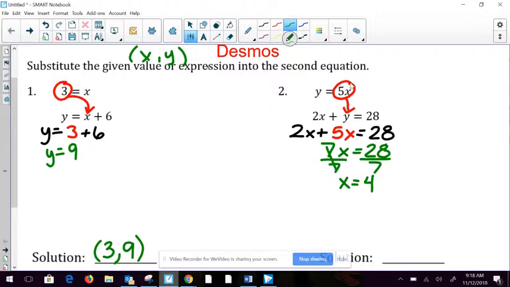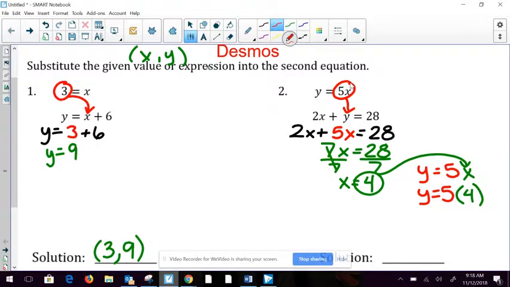So I have an x value, but do I know what y is? No, I definitely do not. What I do know is that y is equal to 5 times my x. I also know that x is equal to 4. So I'm going to go back and do one more substitution. Instead of saying y is equal to 5 times x, I'm going to say y is equal to 5 times 4 because that's what x is. So y is equal to 5 times 4, which is 20. So now I have an x value and a y value. So I can write my point, 4, 20.